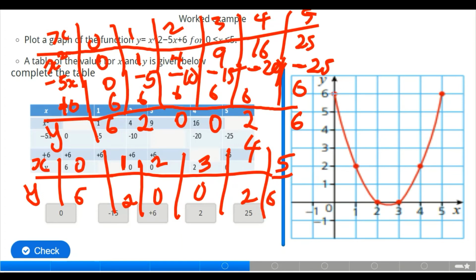So if you look at it, when x is 0, what is y? 6, right? When x is 1, y is what? Y is 2. Okay? When x is 2, what is y? Y is 0. So we have it on the point. When x is 3, y is also 0. When x is 4, y is 2. And when x is 5, y is 6. And that gives us the illustration to that example that we have here.